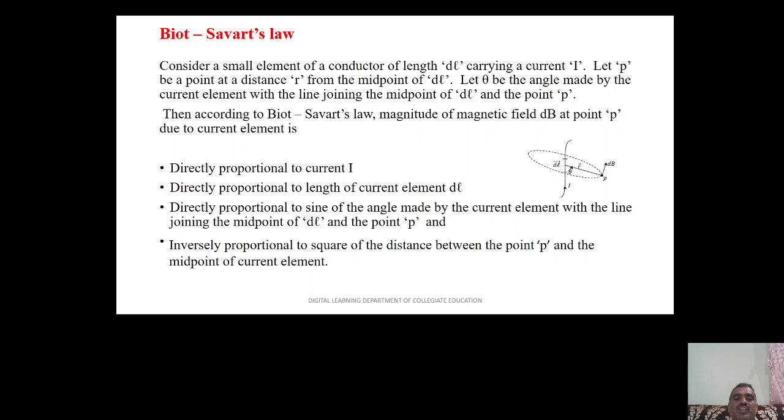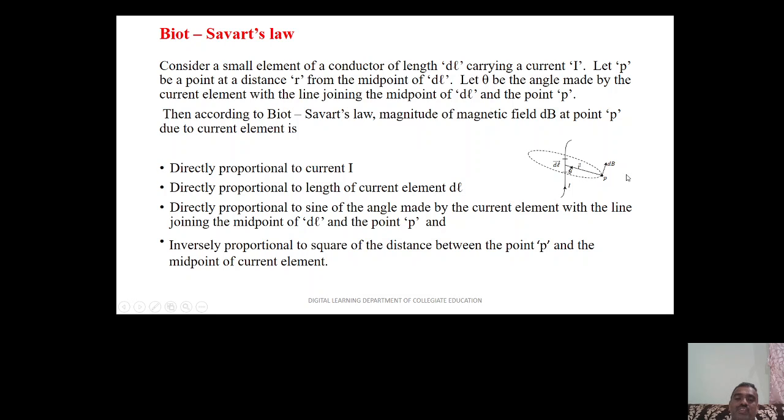So this is Biot-Savart's law. To study Biot-Savart's law, we have to consider a conductor. This is a conductor I have chosen. In that conductor, we consider a small length dl carrying current I. Let P be a point at a distance r from the midpoint of dl, and theta be the angle made by the current element dl with the point P.